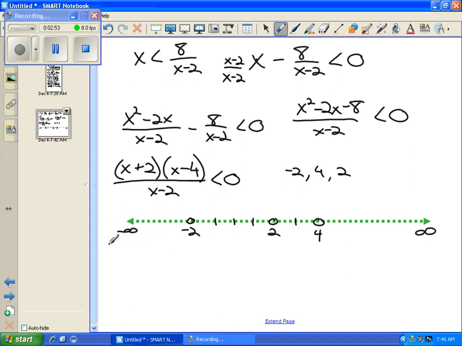So I'm going to list here off to the side each of these factors. I have x plus 2, I have x minus 4, and I have x minus 2. And I'll write in each interval here whether they're positive or negative. And then here at the bottom I'll do the whole expression. And here I'll just write whole inequality.